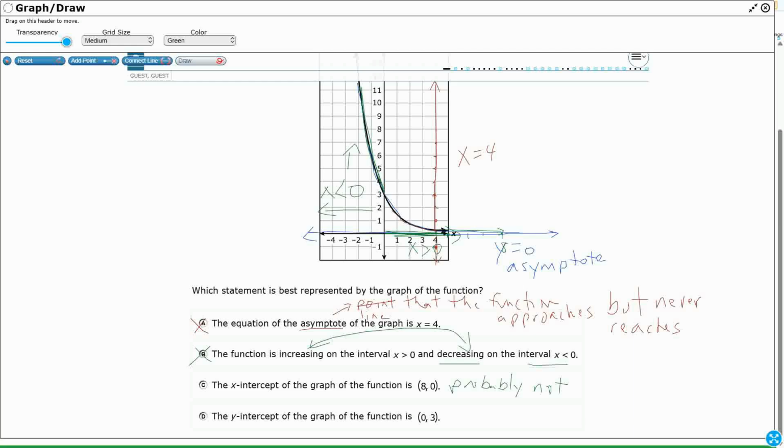So let's check our D. The y-intercept of the function is 0, 3. Well, they should have put that one first because that's exactly where our function crosses the y-axis. That is correct. So this is not going to work here. And our answer is going to be D.